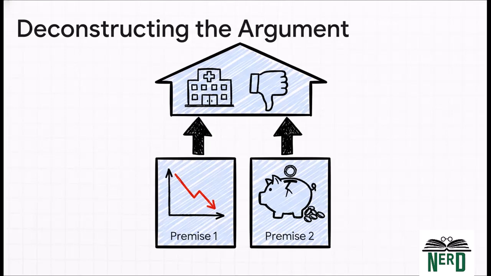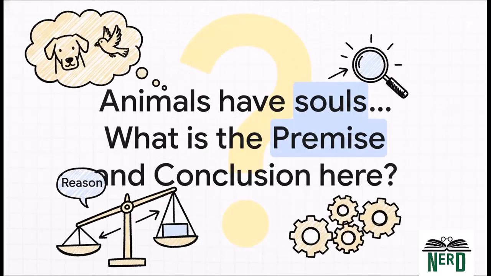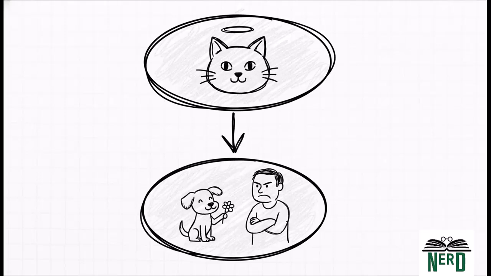Let's try one more. It's the same deal where you just need to figure out the speaker's main point and then identify the reason they're giving to support that point. So go for it. The big claim being made here is that animals have souls. That's our conclusion. And the evidence given for this claim, the premise, is that the lowest animal is a lot nicer and kinder than most human beings. It's pretty straightforward once you know what to look for, right? Because you just always have to find the main point and the support for it.